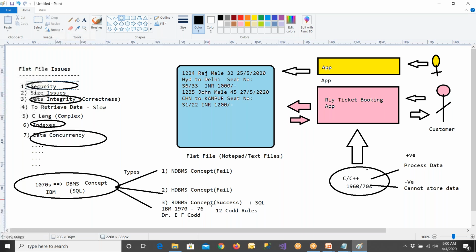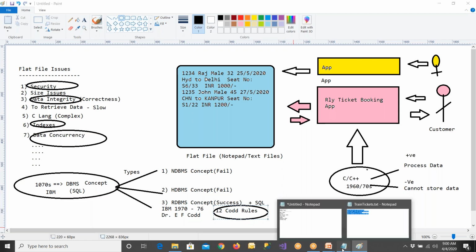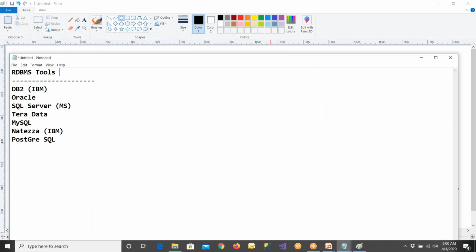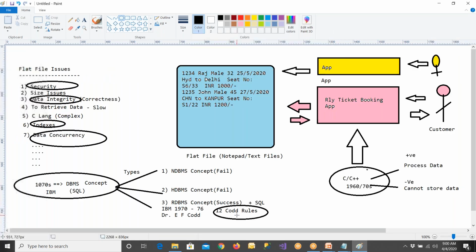So all these, he created as the 12 Codd rules. If your software implements at least a minimum of 10 Codd rules, your software is called an RDBMS software. Am I clear? So if you implement a minimum of 10 Codd rules, your software is called an RDBMS software. He has given 12 rules. These are called Codd rules, the 12 Codd rules invented by Dr. E.F. Codd.